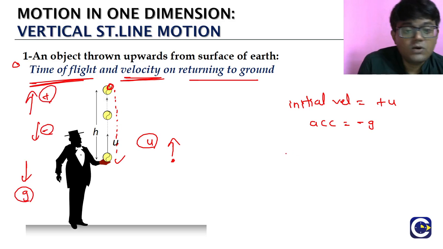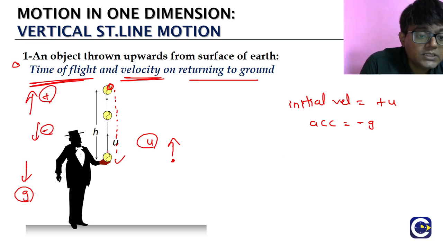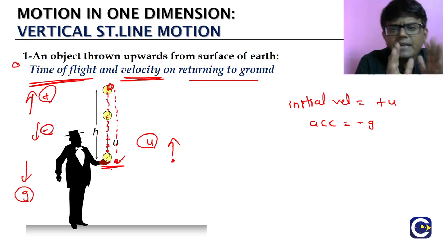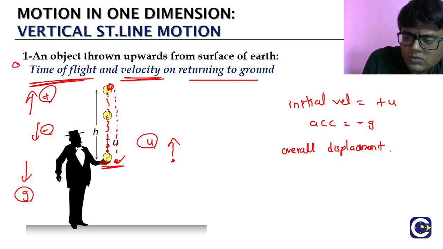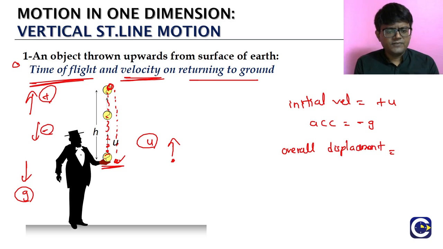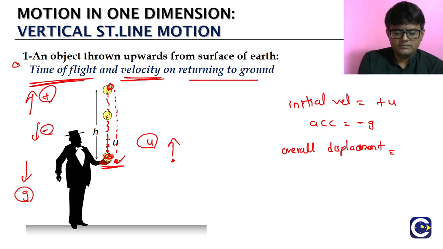Okay, now look at it. What else do we have? The object is going to go to that maximum height and then it is going to come back. Now when we look at the entire journey, what is the overall displacement? Think about it. It is starting from this point. So imagine the height or the line where we have the person's hand. It's going up and then coming back.